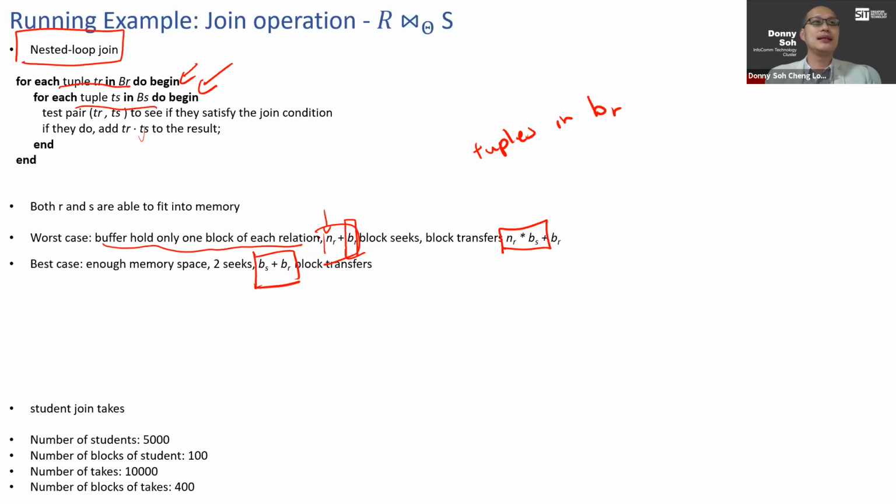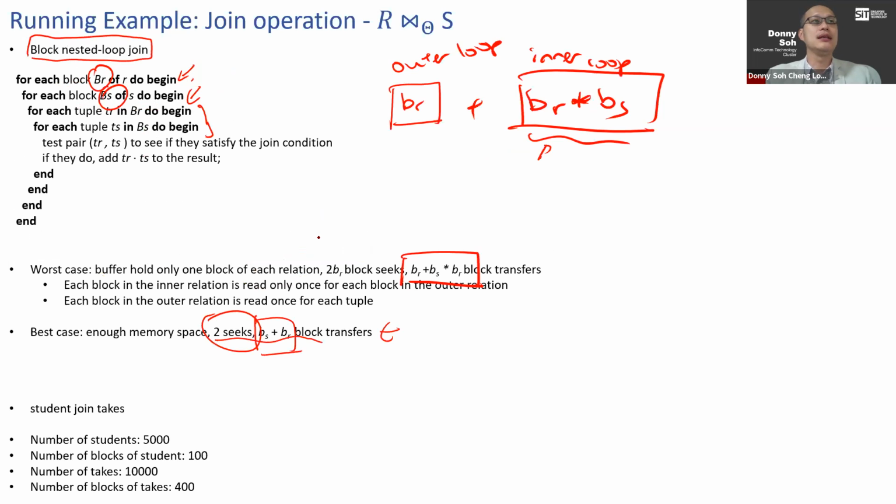If we compare this with the block nested loop, instead of this, we can just replace it with BR, and hence the number of accesses is just 2 times the number of blocks in my outer loop.